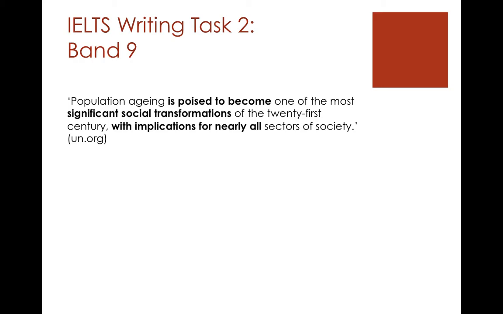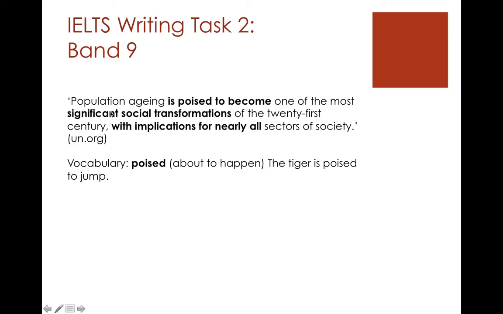Okay, let's take a look at another quote. We have population aging is poised to become one of the most significant social transformations of the 21st century, comma, with implications for nearly all sectors of society. Right, let's learn some of the vocab first of all. Poised means about to happen. So the tiger is poised to jump.